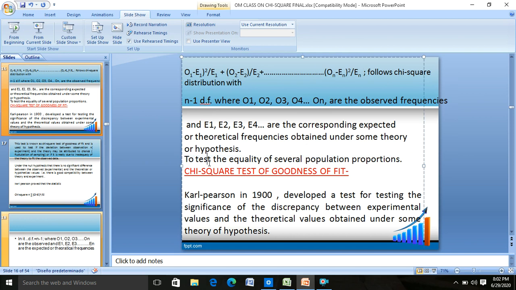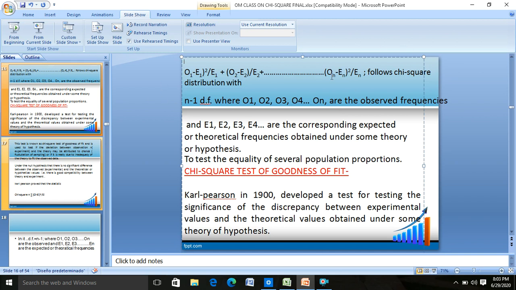Now, second thing, it is used to test the equality of several, it is actually the 4th one, which is the 4th type of chi-square test that we will be knowing about. Now, coming to the chi-square test of goodness of fit, which is the first type of chi-square test, you can see that it was discovered by Karl Pearson in 1900. We are talking about the first type of chi-square test. We have started with the chi-square test. It is a non-parametric test which is used for 2 independent samples.